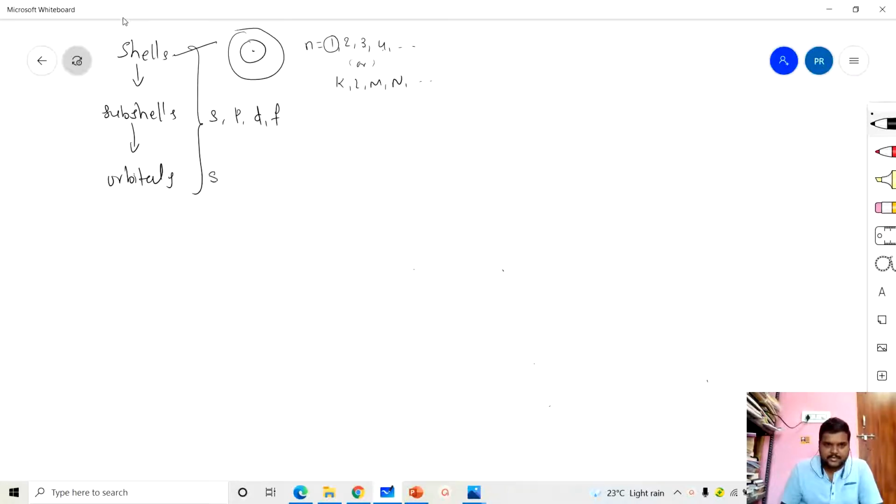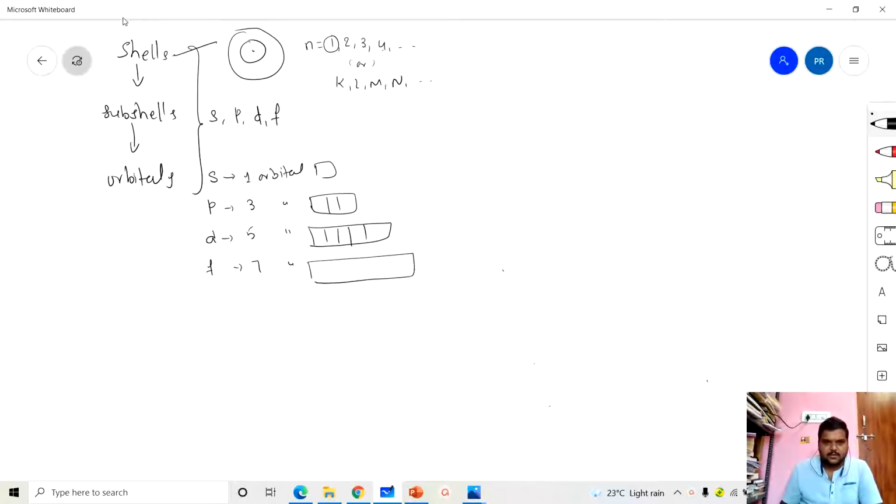Here we have to remember: the s subshell has one orbital, the p subshell has 3 orbitals, the d subshell has 5 orbitals, and the f subshell has 7 orbitals. So to find where electrons are present, first we locate the shell, next the subshell, and next the orbital in which the electron is present.